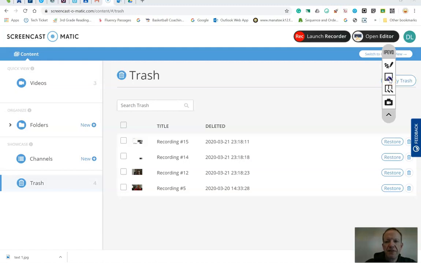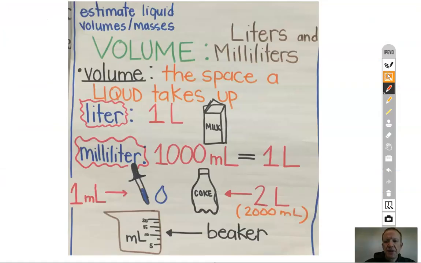Boys and girls, today's lesson is going to be on volume and liters. Today we're going to talk about the amount of space a liquid takes up, and that is also dealing with liters and milliliters. So if you hear volume, space, liters, and milliliters, it's kind of all the same thing.